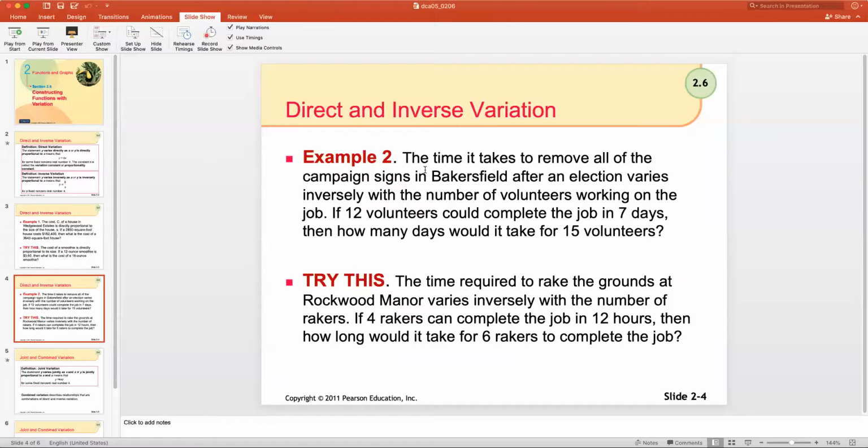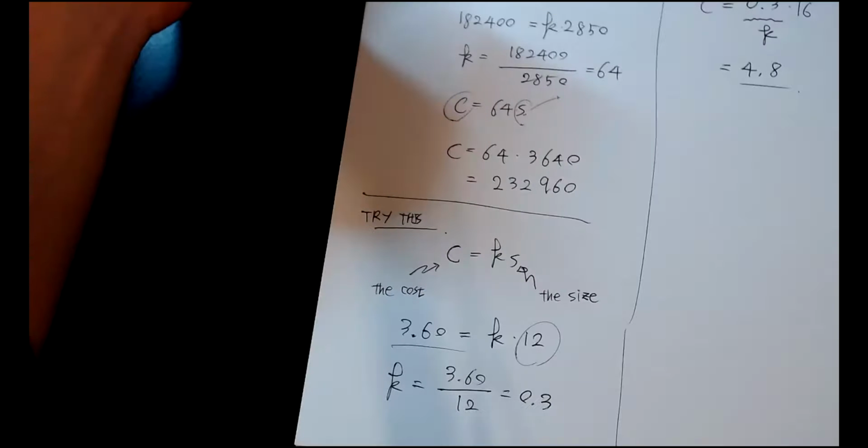The time it takes to remove all of the campaign signs in Bakersfield after election varies inversely with the number of volunteers working on the job. It makes sense. If there are more and more volunteers, then the time it takes to remove the signs is going to decrease, right? So let's solve this problem. The question is: how many days would it take for 15 volunteers? We want to figure out how long it takes to remove all the campaign signs when 15 volunteers are involved.